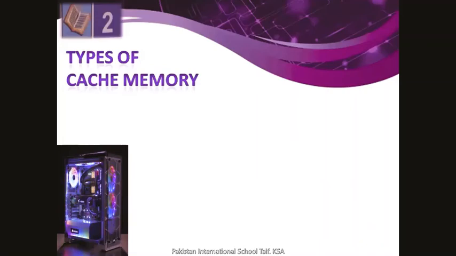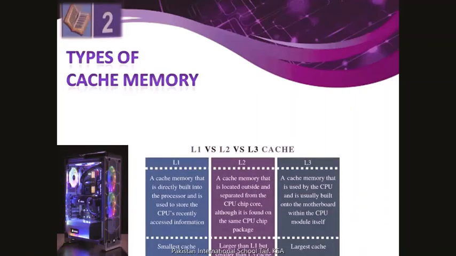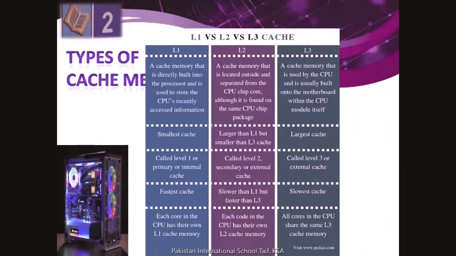Types of cache memory. Level 1, level 2, and level 3. Here is a comparison between all these levels. Level 1 is a cache memory that is directly built into the processor and is used to store the CPU's recently accessed information.